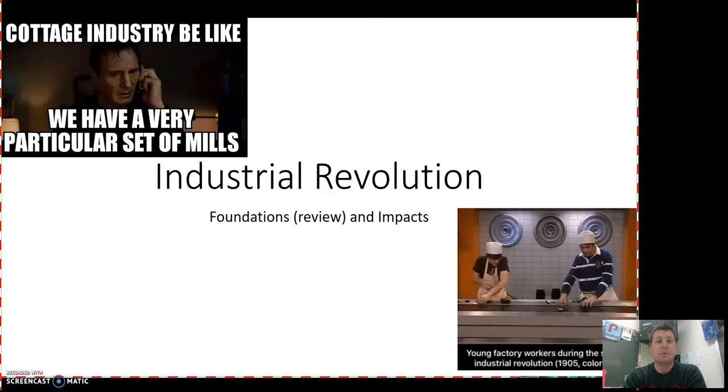Today, we're moving forward with the Industrial Revolution. We are moving out of the cottage industry that was described 2 chapters ago, but we're going to hit some of the same inventions and some of the same larger concepts along the way here.